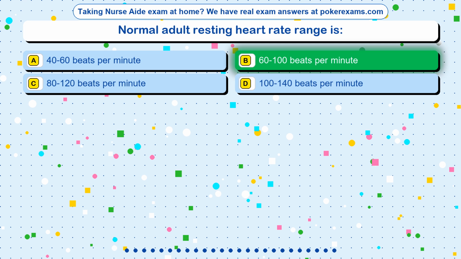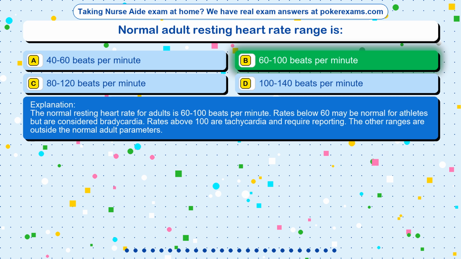The correct answer is option B. 60 to 100 beats per minute. The normal resting heart rate for adults is 60 to 100 beats per minute. Rates below 60 may be normal for athletes but are considered bradycardia. Rates above 100 are tachycardia and require reporting. The other ranges are outside the normal adult parameters.